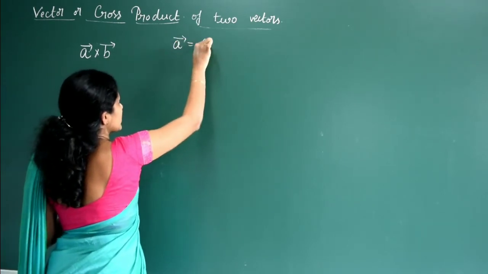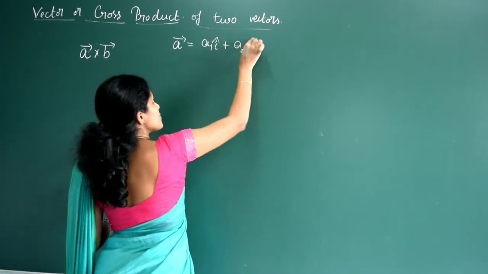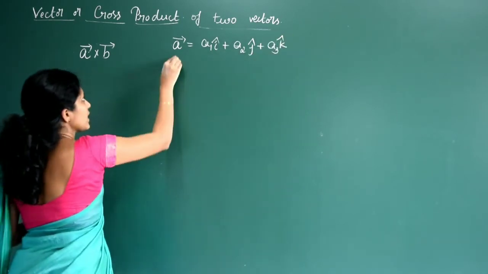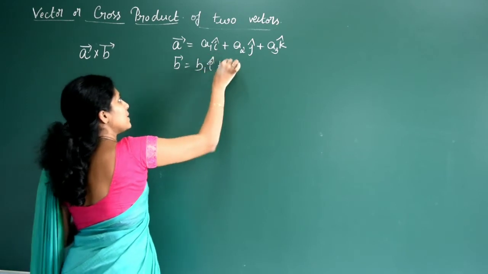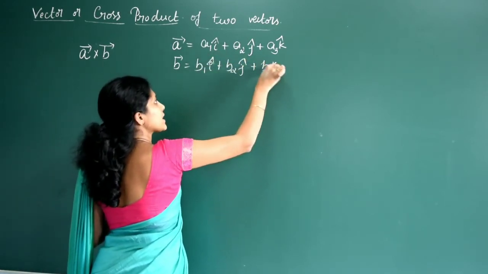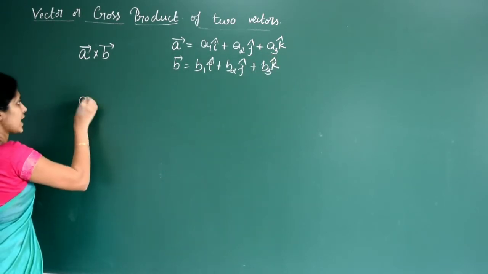Vector A is equal to a1 i cap plus a2 j cap plus a3 k cap, and vector B is equal to b1 i cap plus b2 j cap plus b3 k cap. These are the two vectors. Now we'll find the cross product of them.